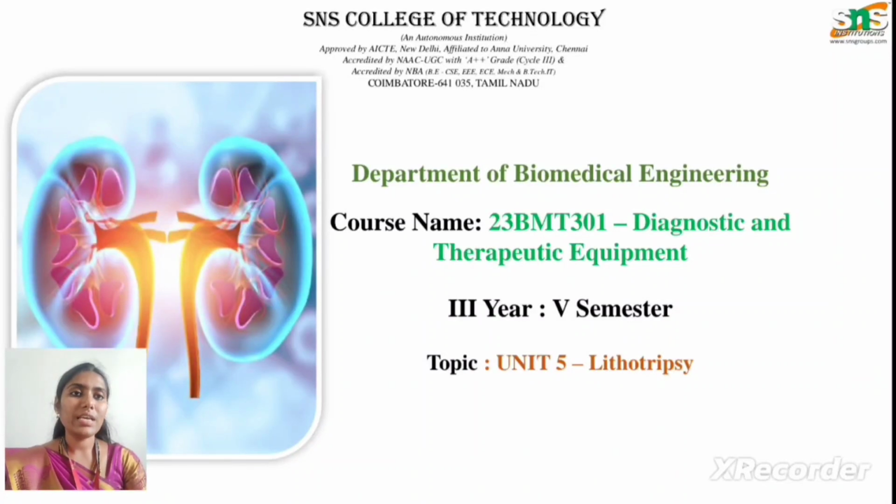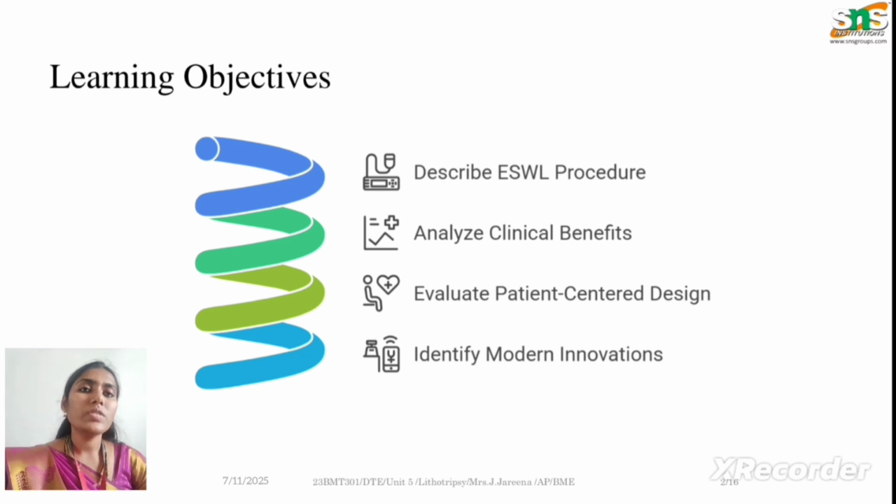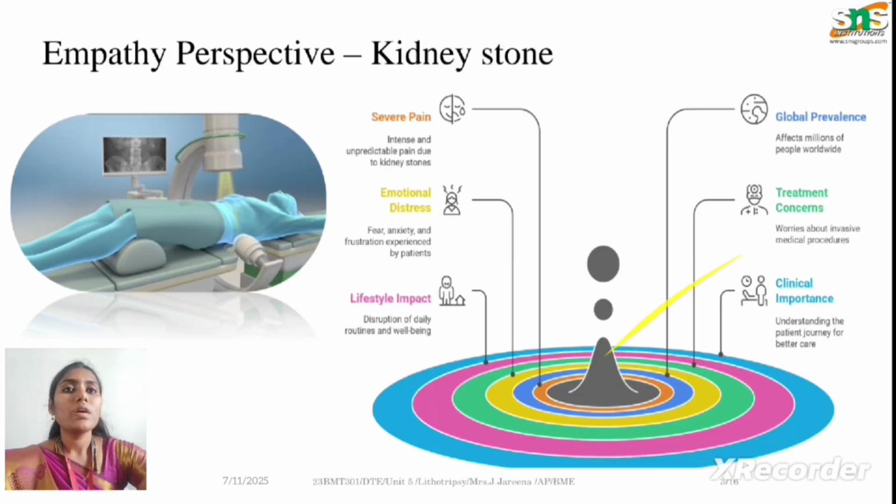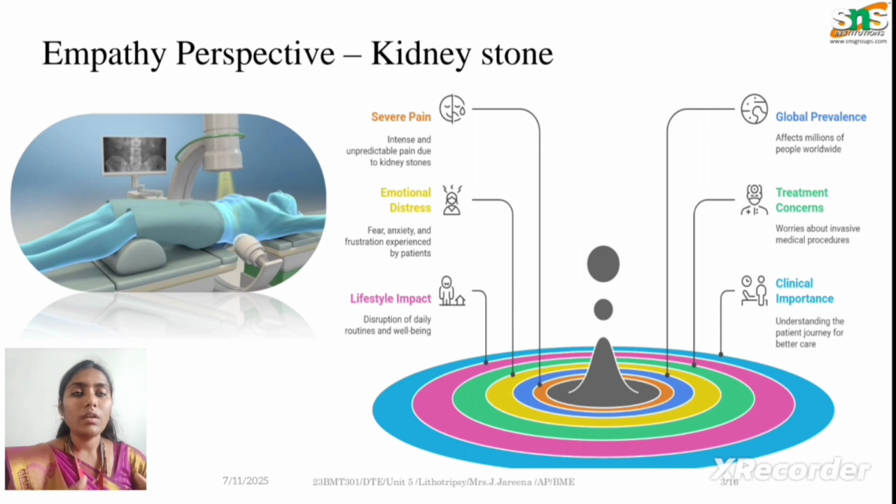Today we are going to see the next interesting topic in Unit 5, that is lithotripsy. So, the learning objective of today's section is that first we will be discussing what is meant by lithotripsy and the working principle and mechanism of lithotripsy. We will also have a deep discussion on the different procedures or step-by-step process involved or carried out during lithotripsy. And finally, we will have a broad discussion on the different modern innovations happening related to this topic.